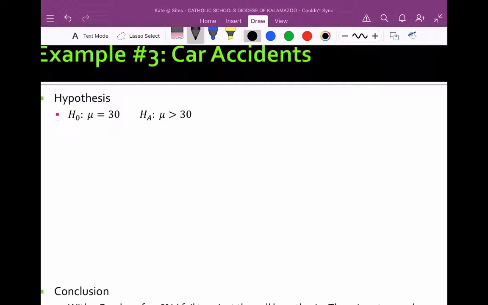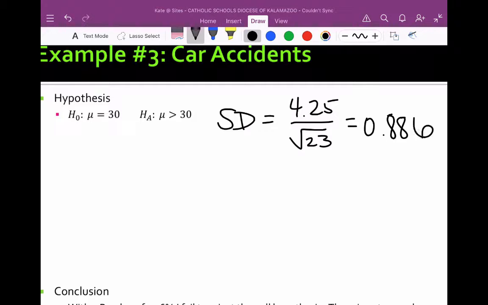After this, I need to calculate my standard error, where it is going to be the standard deviation of the sample, 4.25, divided by the square root of the sample size of 23, and that gives me a value of 0.886.